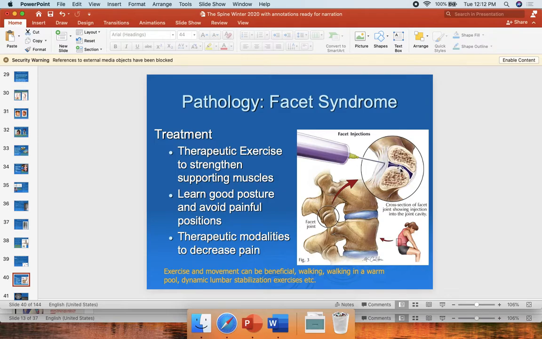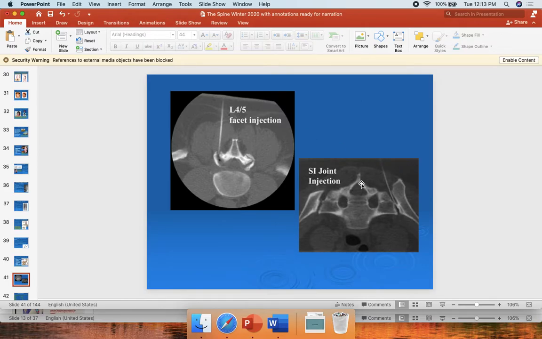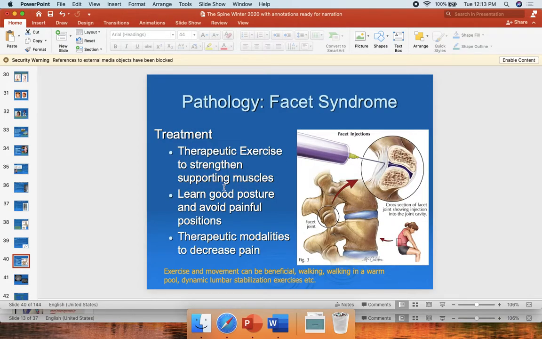Where they go in and they actually inject some Synvisc, some synovial fluid, to help this joint actually do its job. I actually think we have some cool ultrasound guided injections here where you can actually see the needle going into that facet joint. And so kind of a cool thing there. We're going to use that in conjunction very often with this therapeutic exercise.